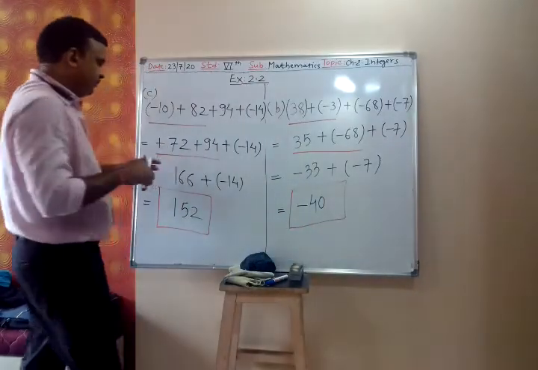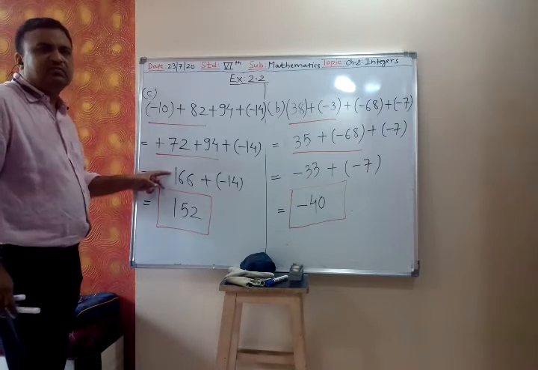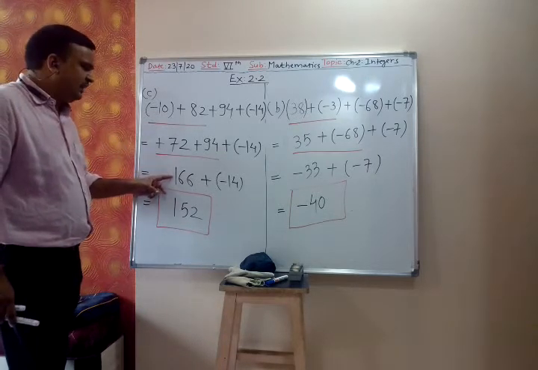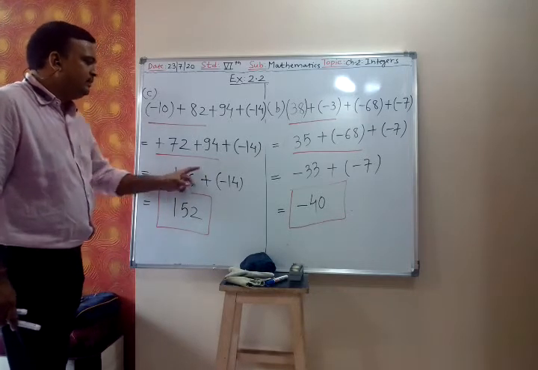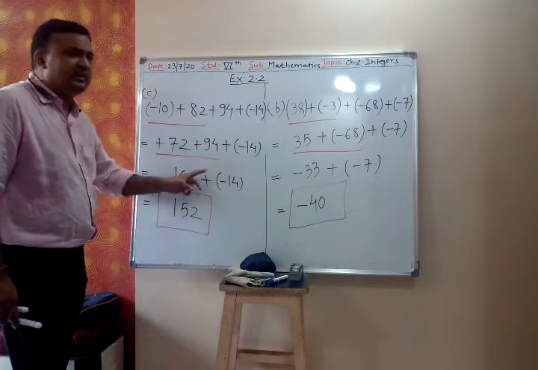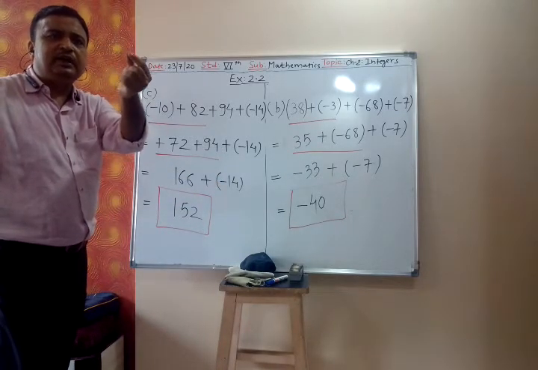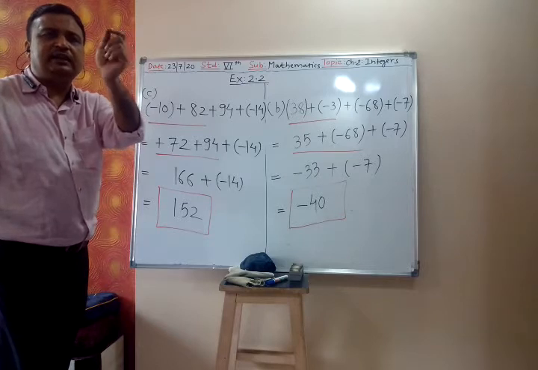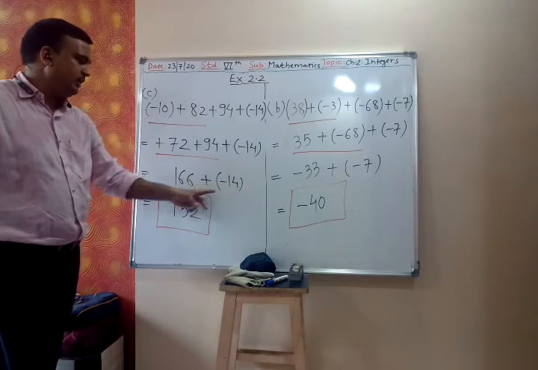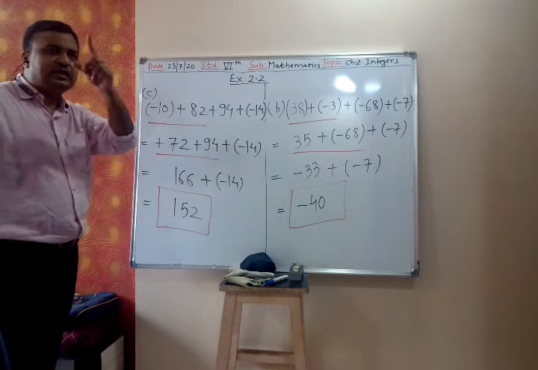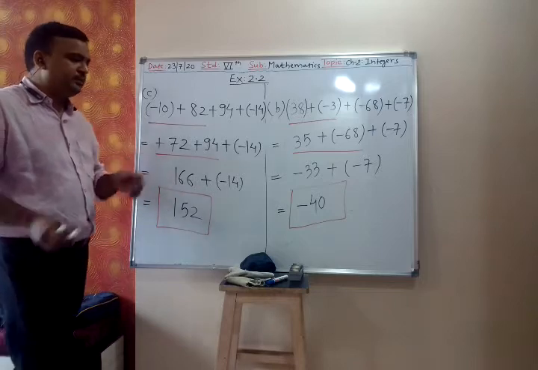See, this is a plus sign and this is a minus sign. So plus and minus have opposite signs. Whenever there are opposite signs, you have to subtract the numbers: bigger number minus smaller number, and take the sign of the bigger number. 166 minus 14 is 152. Which number is bigger? 166. What is its sign? Plus. So it is plus 152.